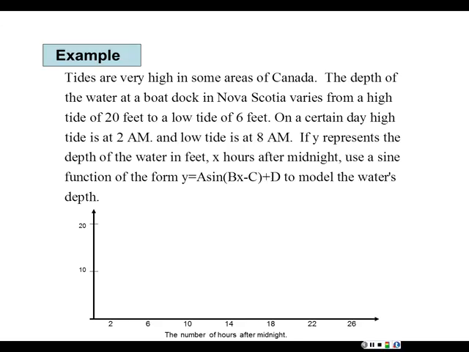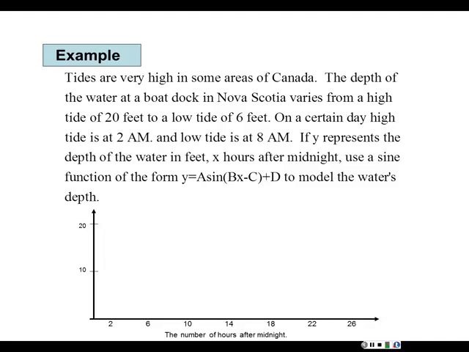Now what is given here is that the tides are very high in some areas of Canada. The depth of water at the boat dock in Nova Scotia varies from a high tide of 20 feet to a low tide of 6 feet. So this is important information. High tide is 20 feet, low tide is 6 feet.